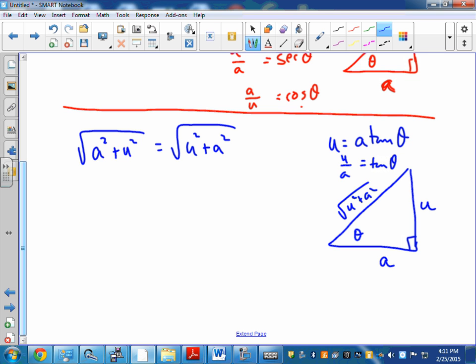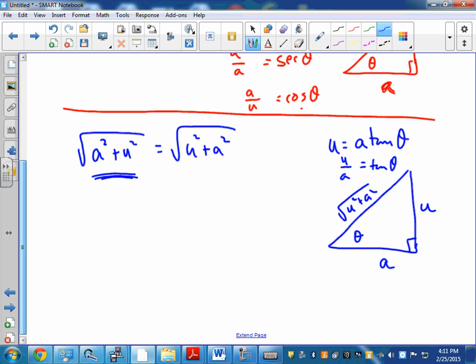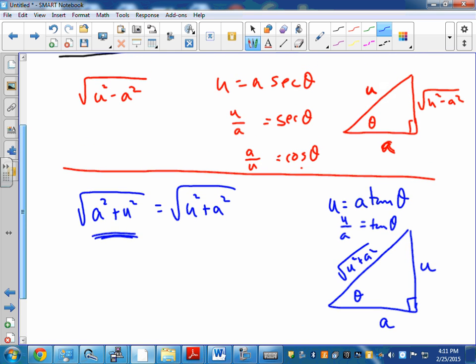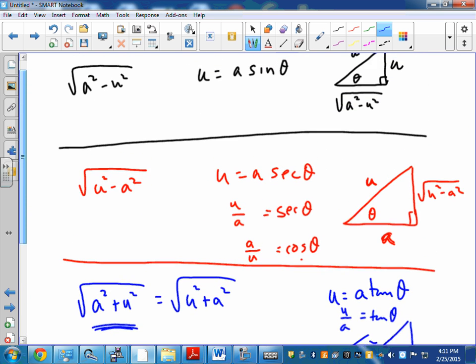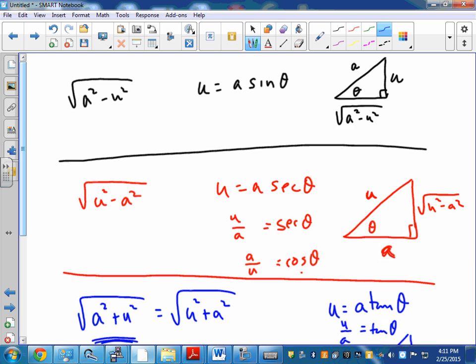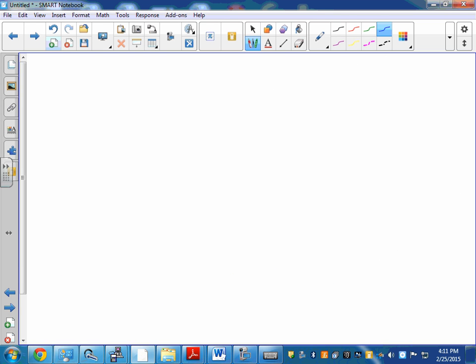So when you run into integrals that have radicals, and it has something squared and something squared, if they're added together, you use u equals a tangent theta. If they're subtracted, you're going to use secants or sines. The first one that the author had, his example one, was this second type. So let's go back and look at example one more time and see if it now makes sense.